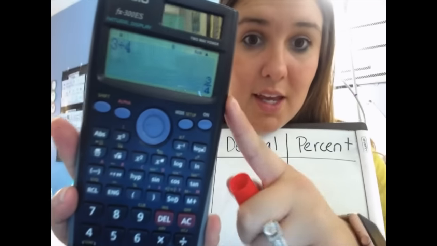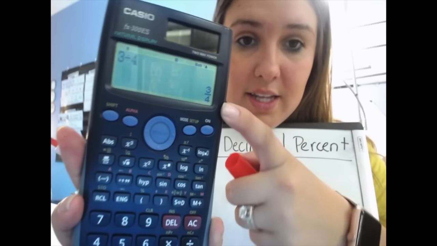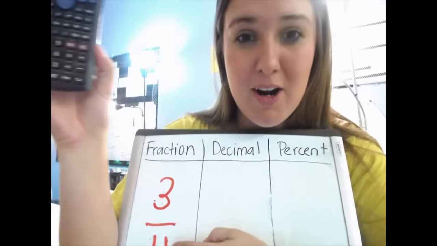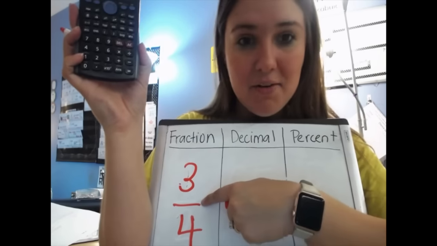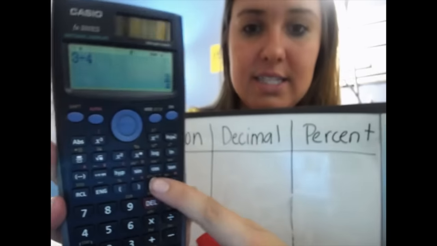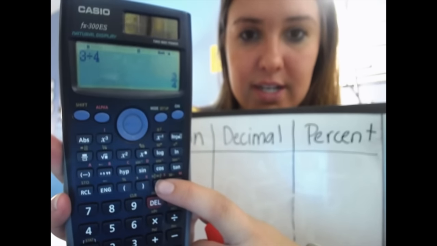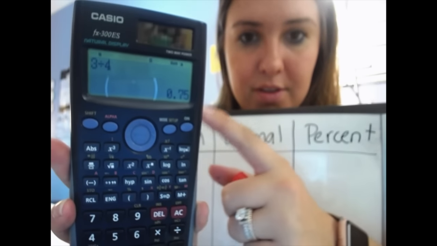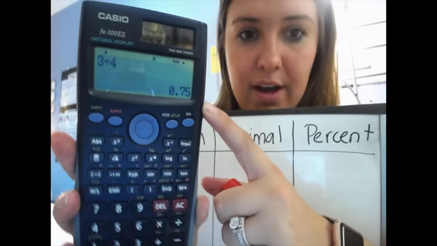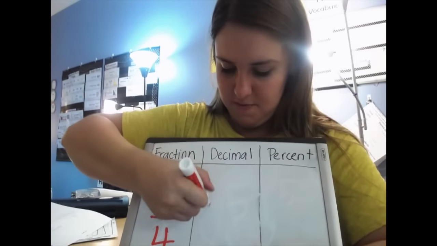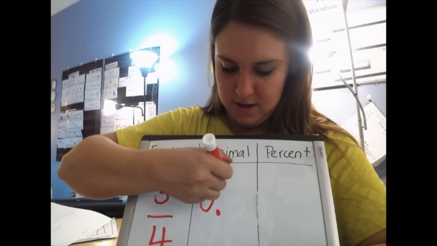It gave it to me as a fraction. These scientific calculators do that. But I already had it as a fraction. I don't want that. So I'm going to hit the SD button. That's going to convert it to a decimal. Bam. There it gives me 0.75. So I'm going to put 0.75 right here.